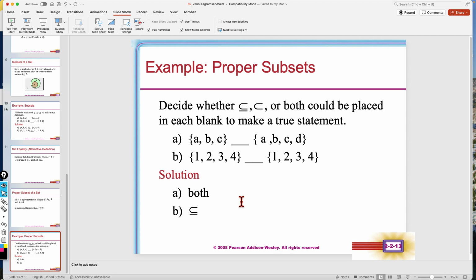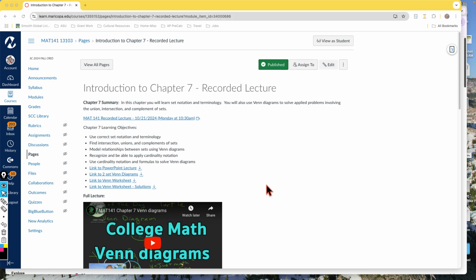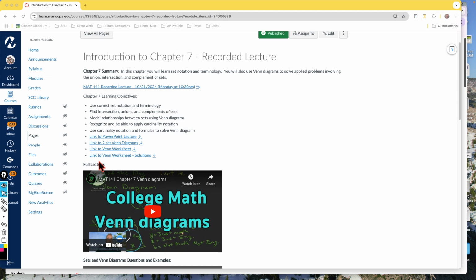But if you follow along with this, you could do either one. If you follow along, you'll have half of it done. And all we're going to do is apply what we've been doing. And I'll show you, again, I've actually given you the answers. So notice down here, link to Venn diagram worksheet solutions.